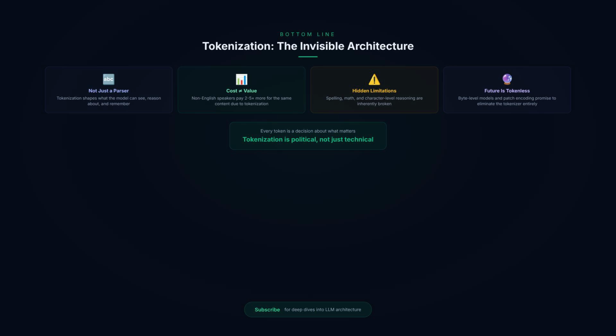The strawberry problem isn't a bug. It's a design trade-off. Language bias isn't an accident. It's baked into the data. If you're a developer, always check how your inputs get tokenized. Tools like TikToken and Hugging Face tokenizers are free and easy to use. Understanding your tokenizer is the first step to understanding your model.